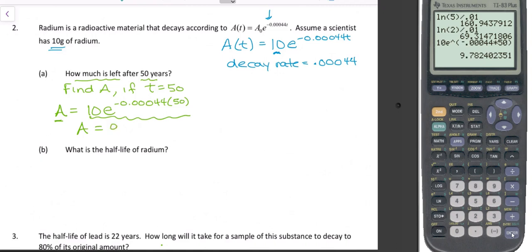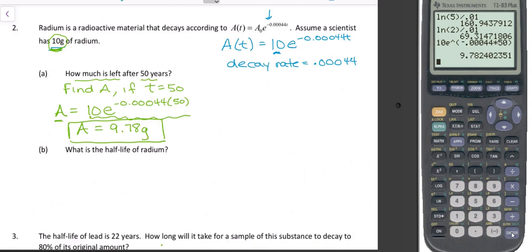So A is equal to 9.78, and if I look back in the problem, my units on the amount of radioactive material is grams. So this is going to be 9.78 grams. So after 50 years, this amount of radium didn't decrease by very much. So that's typical with radioactive material, that it takes so long for it to go away, and that's what makes it so dangerous.